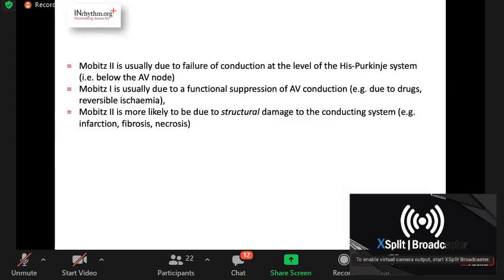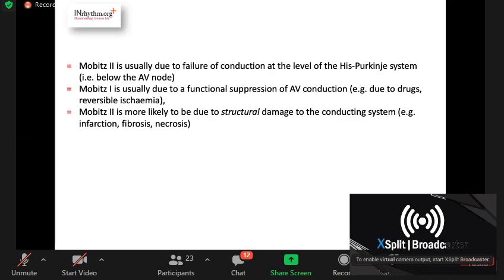So what is the basic difference between type 1 and type 2 Mobitz block? In type 1, you usually have gradual Wenckebach. In type 2, there is a failure of conduction. Now in type 2, where is the block? Whether it is happening in the AV node or below the AV node? Because in type 2 AV block, there is no Wenckebach. So type 2 AV block is usually a phenomenon of infranodal disease, which means it is below the AV node.